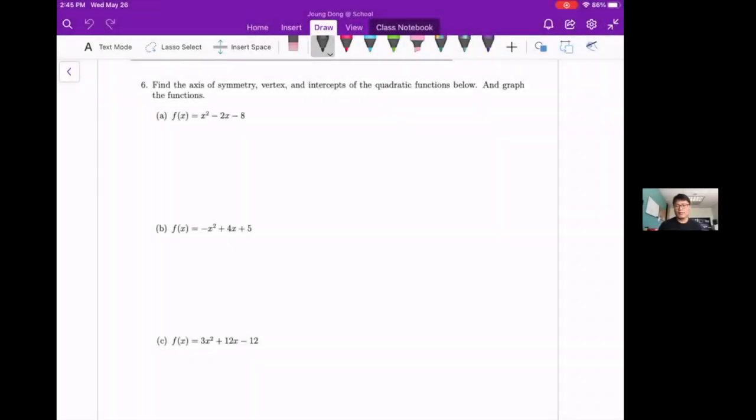Let's talk about number 6, okay? For this problem, we're going to discuss the axis of symmetry, the vertex point, the x and y intercepts, and the graph of this function, okay? Basically, there are two ways to find all this information from the given quadratic equation.